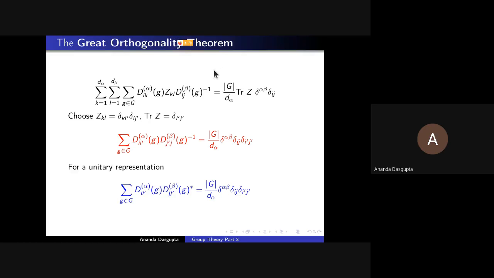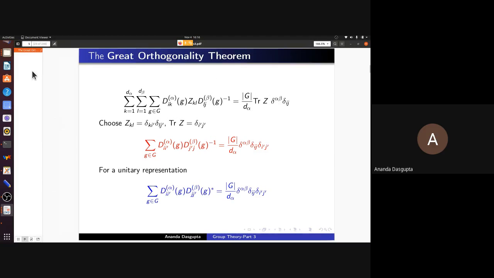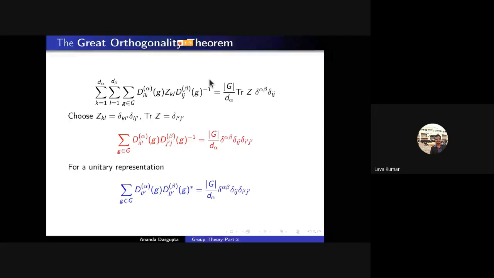Okay. Just need to check whether I'm still connected. I hope I'm connected. Yeah, I'm still connected. So what happens to the left hand side? This becomes chi alpha g, the character or the trace, right? And this becomes chi beta g star. So this is sum over all g, chi alpha g, chi beta g star.